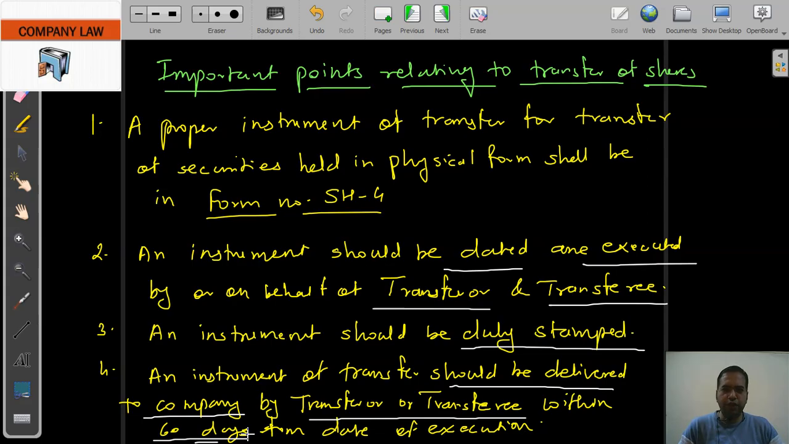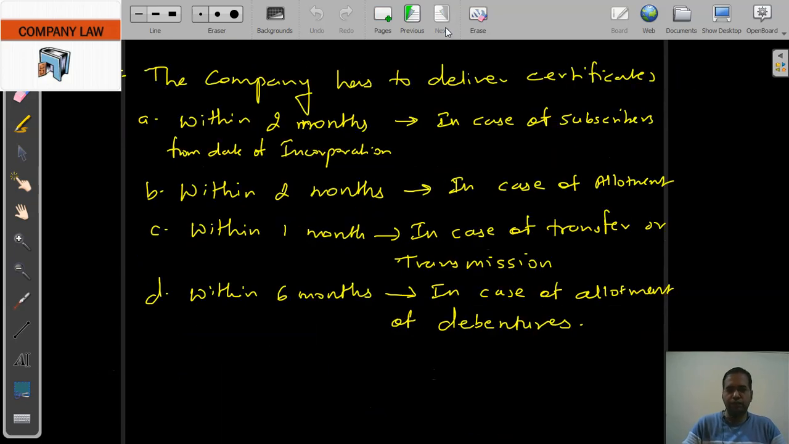Then the company will look into it. The company will then, after verification and scrutiny of whether the transfer has taken place or not, issue the share certificates. Now, along with this instrument of transfer, the existing share certificates should be given to the company, so that the company will make remarks of the transfer, as well as make the necessary corrections in the register of members. The company has to deliver certificates. So the company, after getting the share certificate, it is the duty of the company to deliver the certificate.